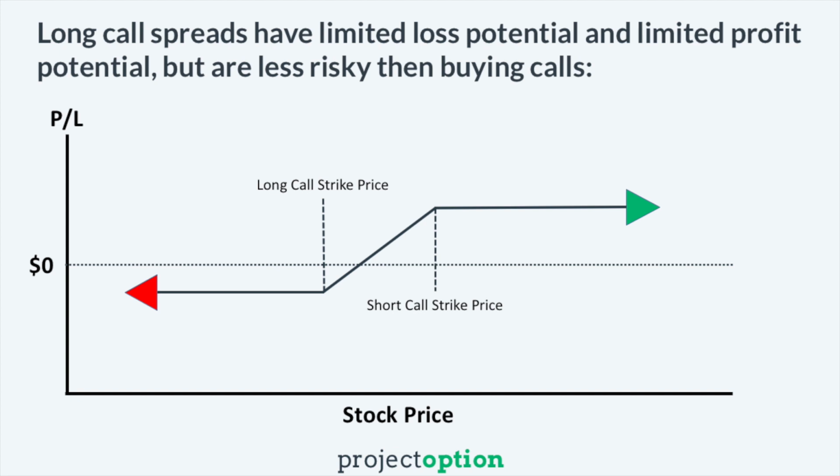Now, at any price above the short call strike price, we can see that the long call spread will realize the maximum profit potential, but unfortunately, the profit potential is going to be the same even if the stock price is $100 or $1 million above that short call strike price. So unlike that long call position, a long call spread has limited profit potential, which is realized if the stock price is above the short call's strike price at expiration.